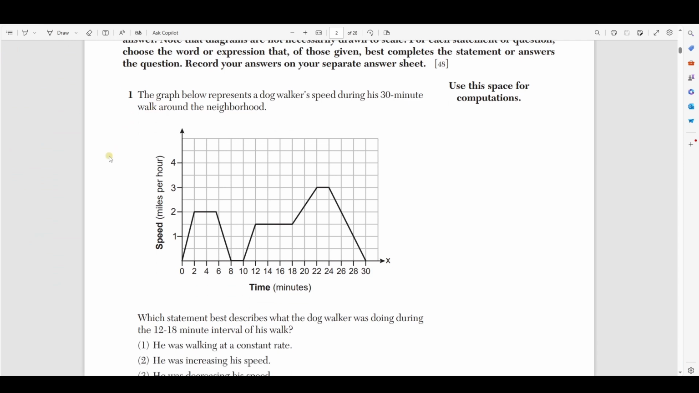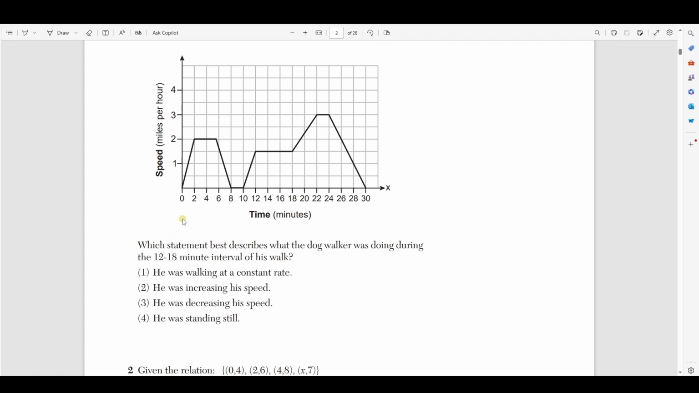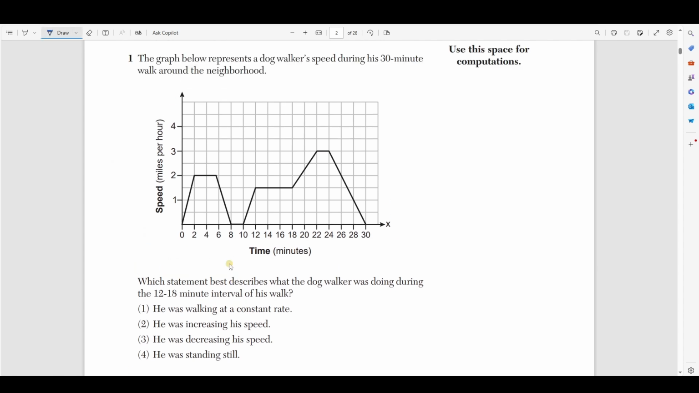We're going to be starting with number 1, which says that the graph below represents a dog walker's speed during his 30-minute walk around the neighborhood. Which statement best describes what the dog walker was doing during the first 12 to 18-minute interval of his walk? Okay, so this is going to be a graph. This graph represents the speed of someone walking over time, right? And they're asking you what happened between 12 to 18 minutes.